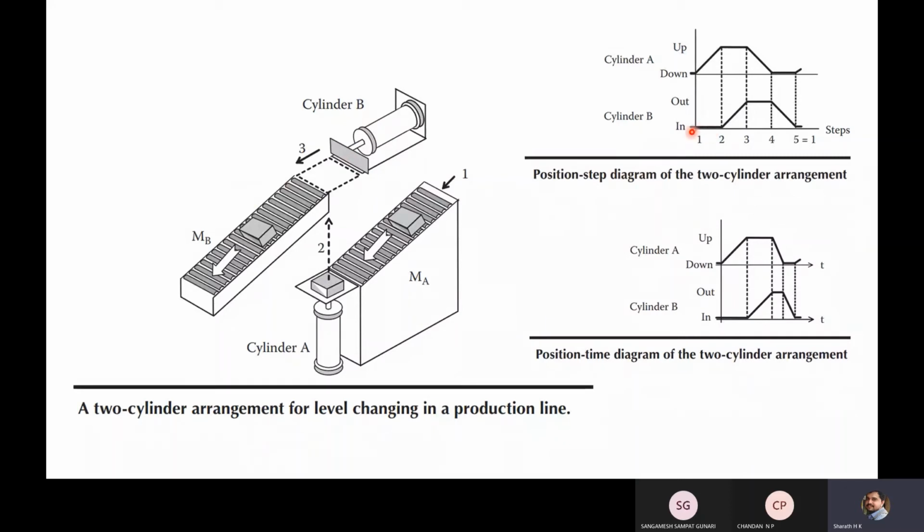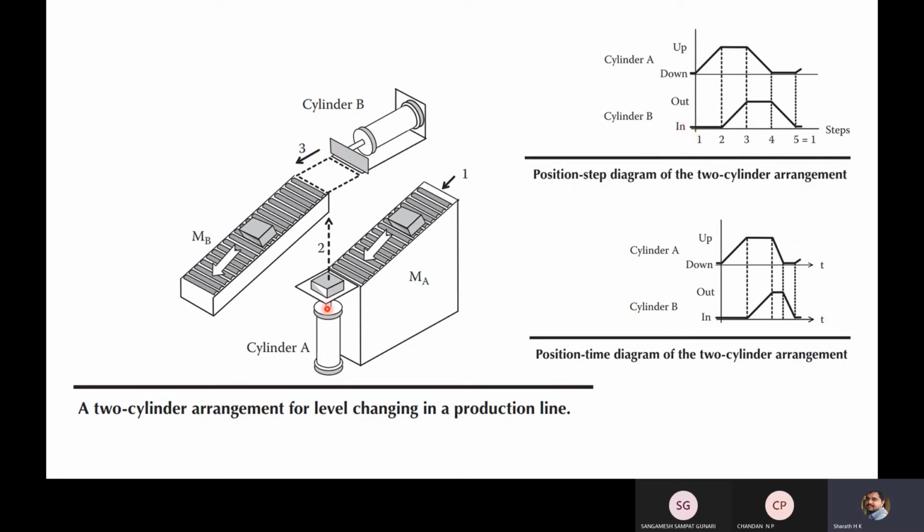Okay, now before actuating any of the cylinders, initially, cylinder B is in position. That means it is in retracted position. That's why it is in. Next, cylinder A is also in down position. Initially, cylinder A is down and cylinder B is in.